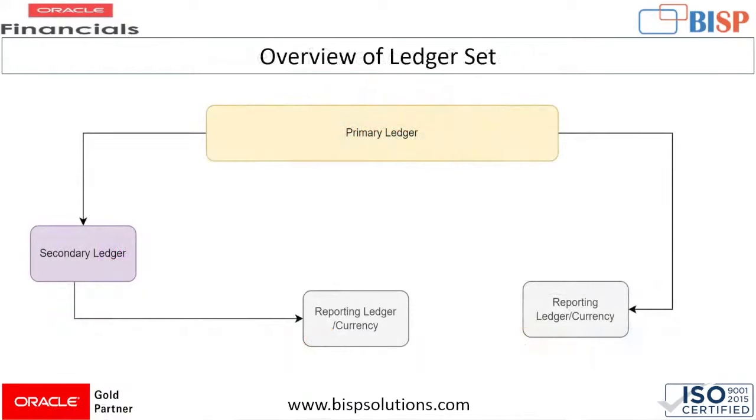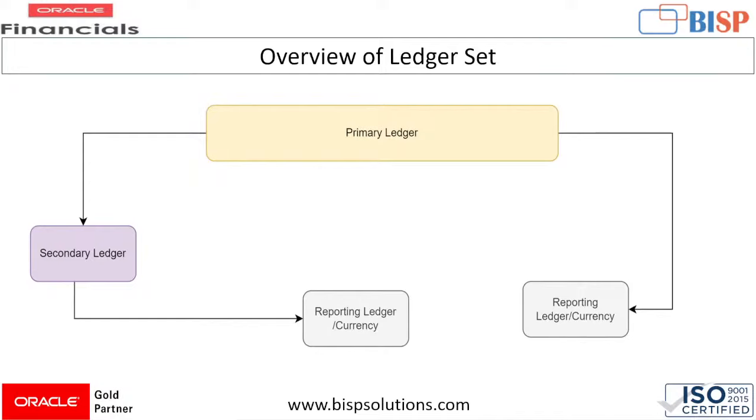So we have a primary ledger and we can create a secondary ledger. In the secondary ledger, you can create a reporting ledger accordingly. From the primary ledger, you can create the reporting ledger or reporting currency. If you use the translation process, with the balances to be translated, then the reporting currency will be created. The translation process will create a translation currency, right?